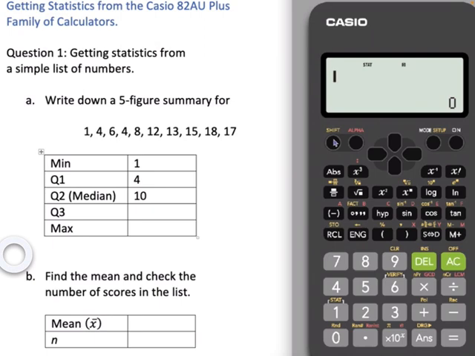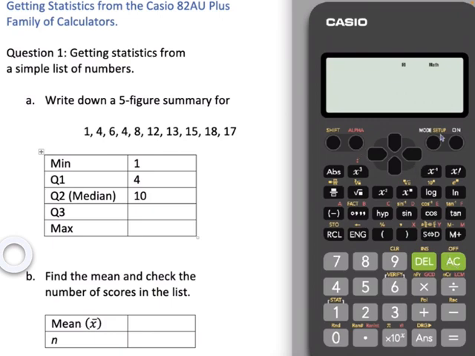To do that, we press Shift, Clear or 9, and then we're going to clear absolutely everything. So we select 3, and then it's asking us if we're sure. Yes, we are. So we're going to press equals, and we are going to press AC. Now we're ready to use statistics.